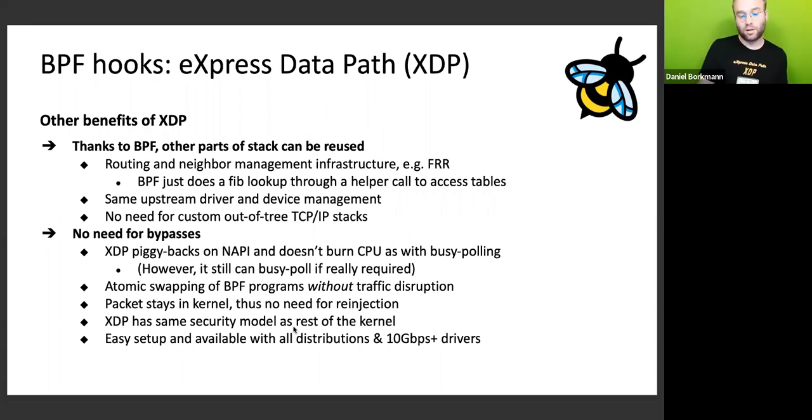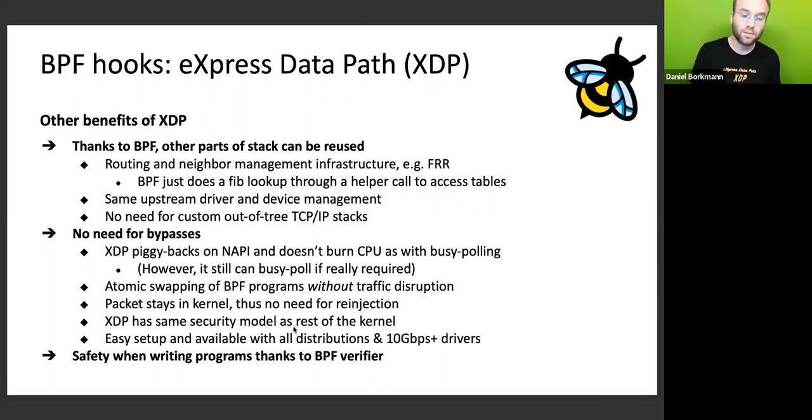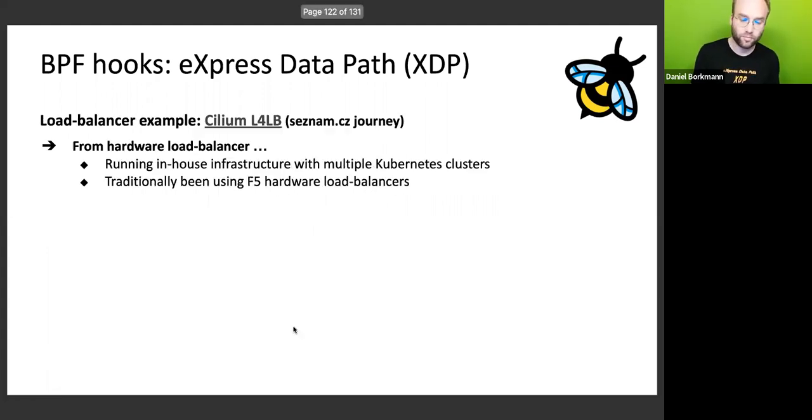So the packet stays in the kernel, and because of that, if it's for local delivery, you can deliver it directly to the networking stack to a local socket as is. And it also has the same security model as the rest of the kernel because it runs in the kernel. And it's easy to set up, and it's available with all the distributions, and most of the major drivers from 10 gig plus have it. And the other important thing, which, for example, DPDK doesn't have, is that you're still with the safety belt when writing BPF programs because of the verifier that they went through in length earlier.